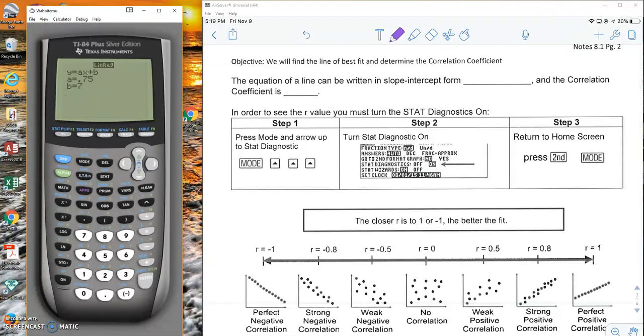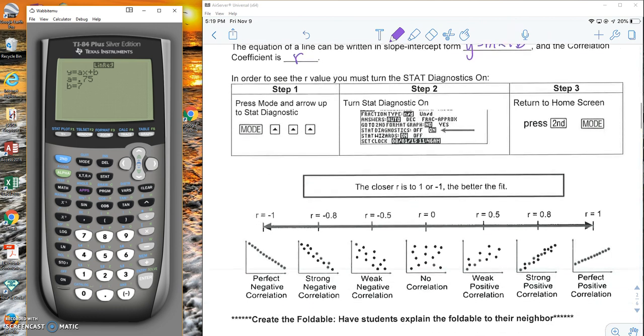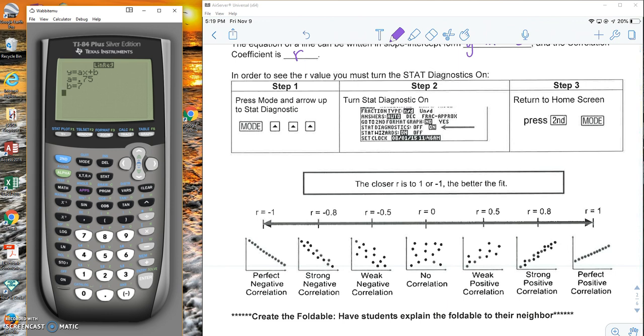So the equation of a line can be written in slope-intercept form. Remember, that's y equals mx plus b. And the correlation coefficient is the r value. In order to see the r value, you must turn it on. There's a couple different ways to turn it on, but we're going to show you the easiest way. We're going to press the mode button, which is right here by quit, and we're going to hit the up arrow 3 times. 1, 2, 3.